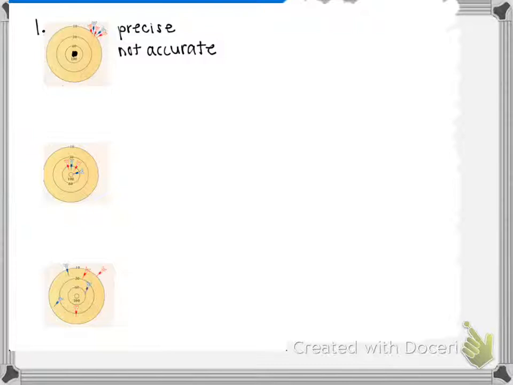If you look at number 2, all 4 of the darts are in the middle, which is where you want them to go. So therefore it is accurate. They are also all close together, so it is also precise.